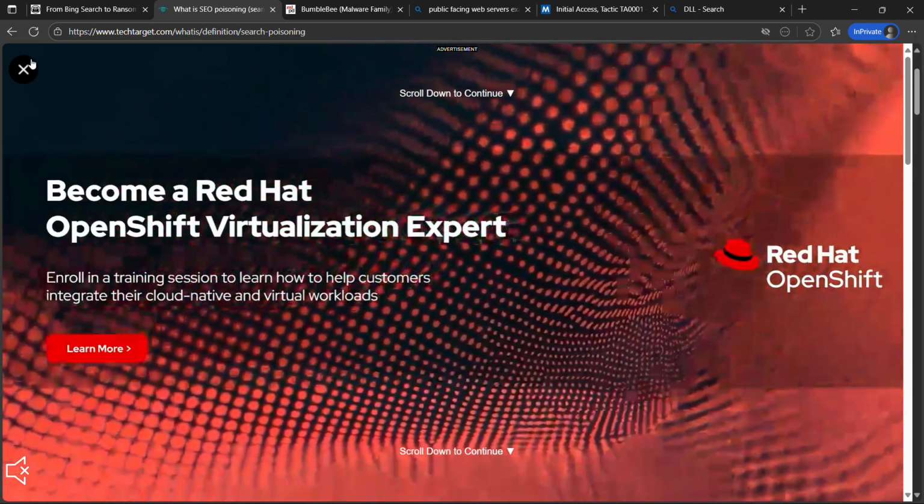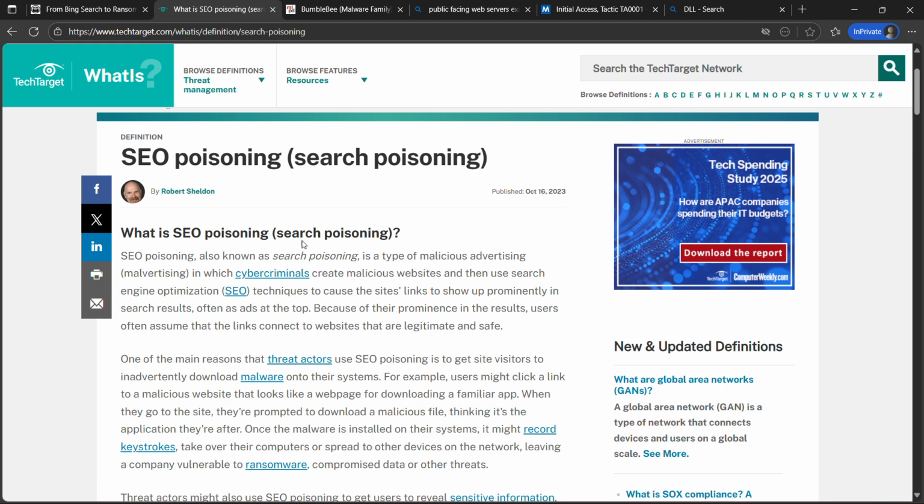SEO poisoning, also known as search poisoning, is a type of malicious advertising where cyber criminals create malicious websites and then use search engine optimization techniques to cause the site's links to show up prominently in search results, often as ads at the top. Because of their prominence in the results, users often assume that links connect to websites that are legitimate and safe.